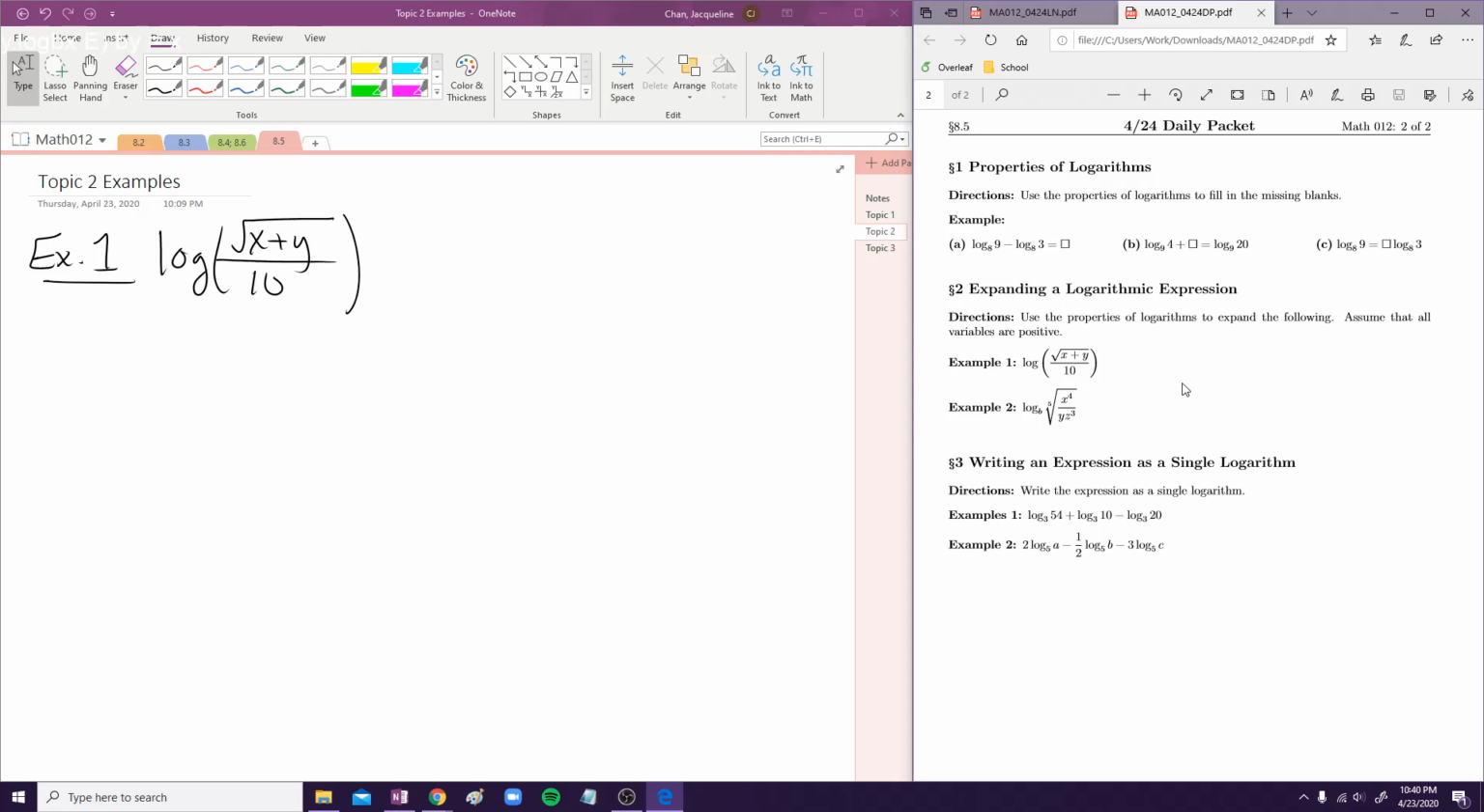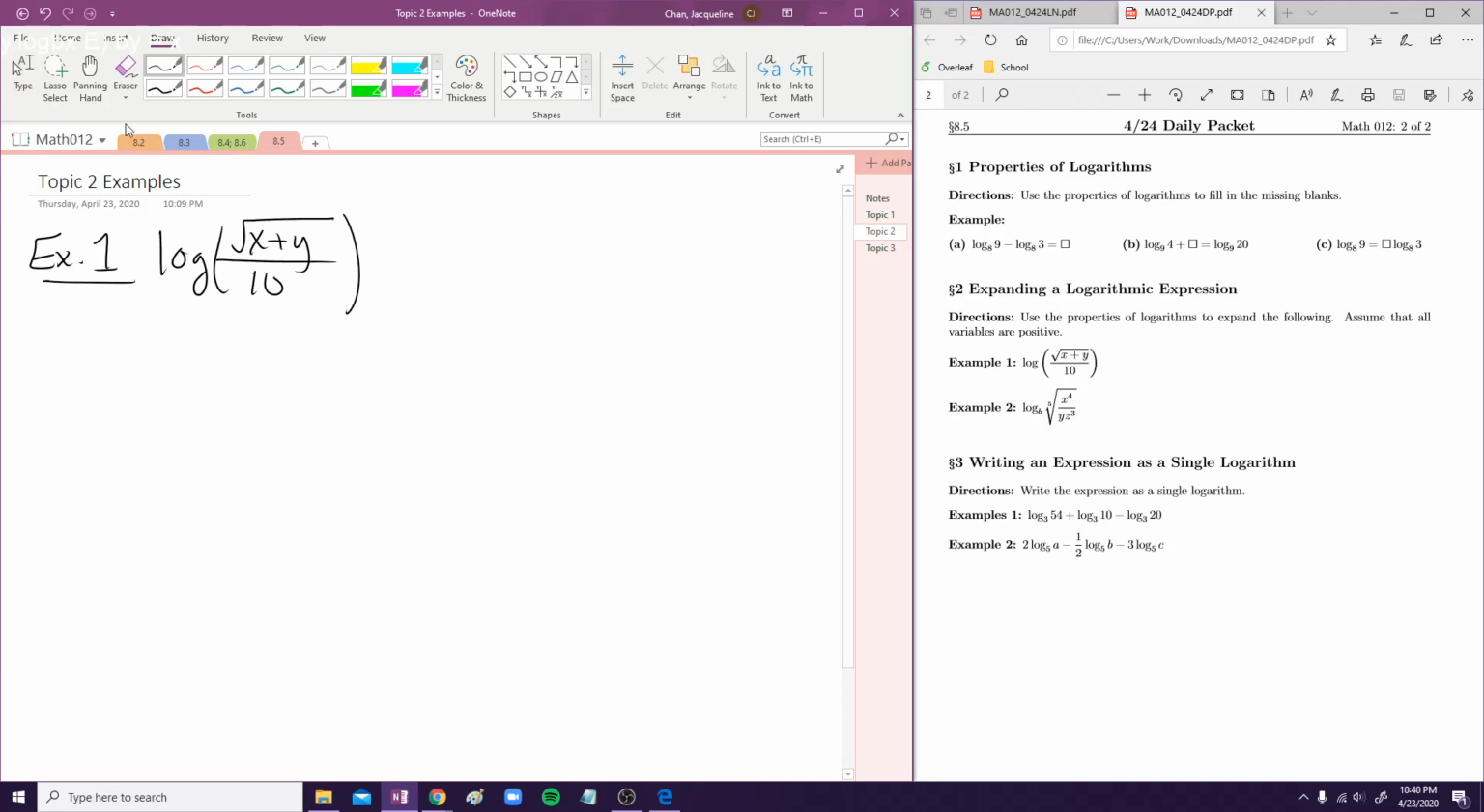So let's start with example 1. Before we talk about example 1, when we say expanding a logarithm, what does that mean? That means at the end of our answer, we should have multiple logarithms, unless they simplify. For the most part, when you start, you have to expand it, make more. So example 1, we have log of the square root of x plus y, divided by 10.